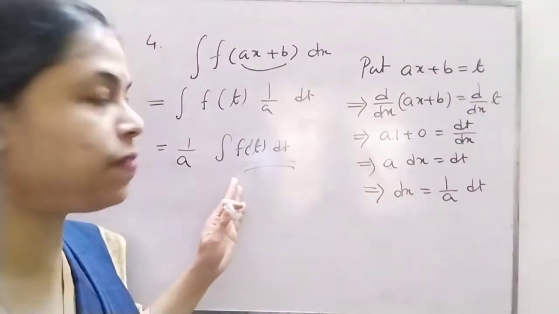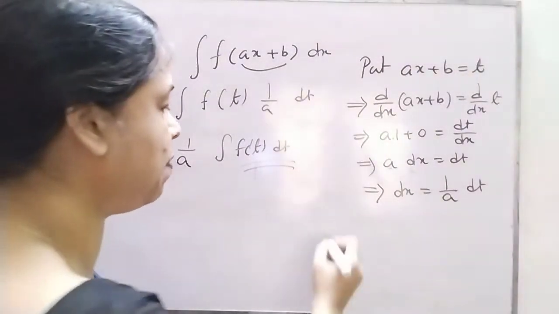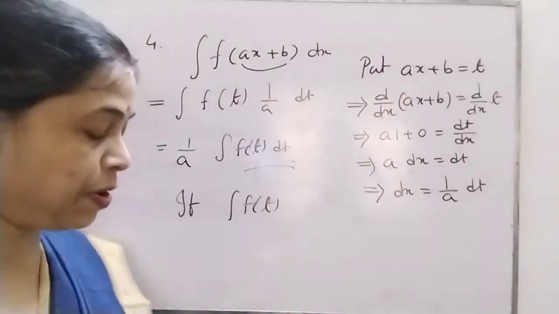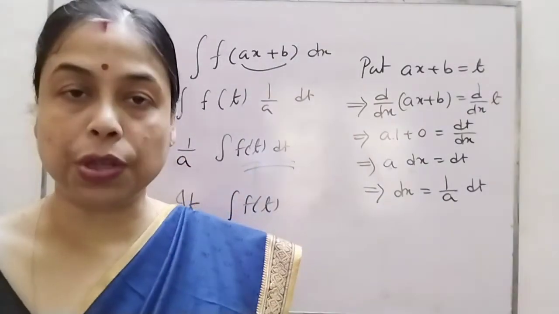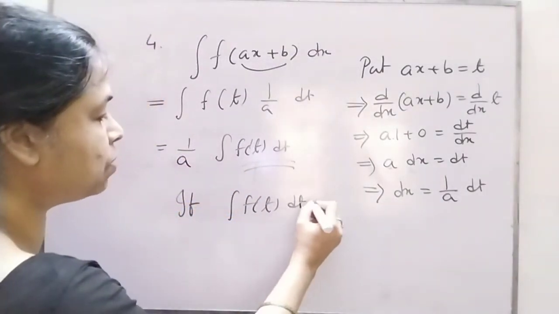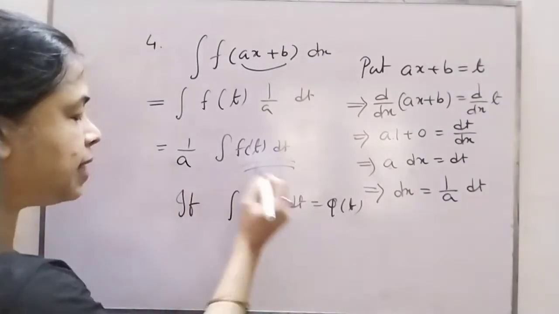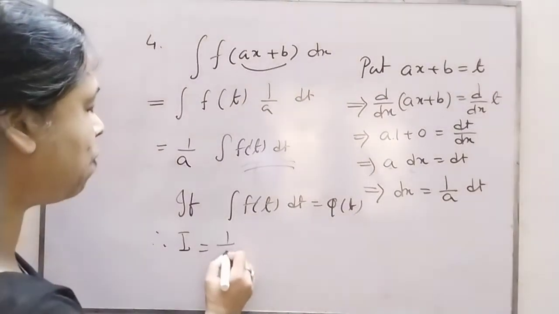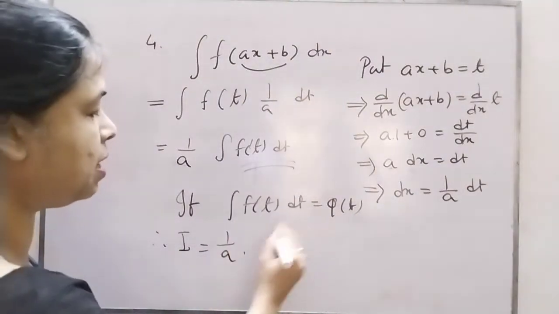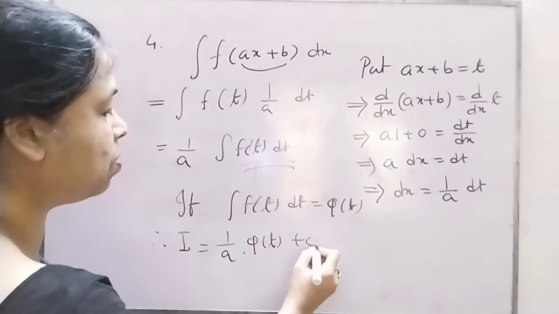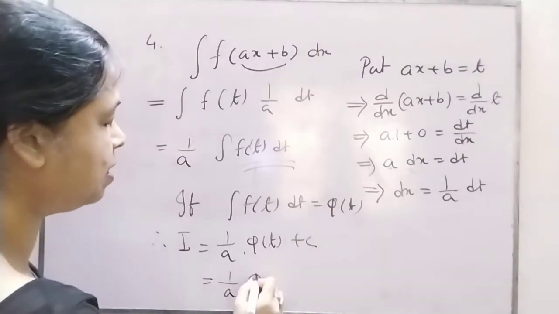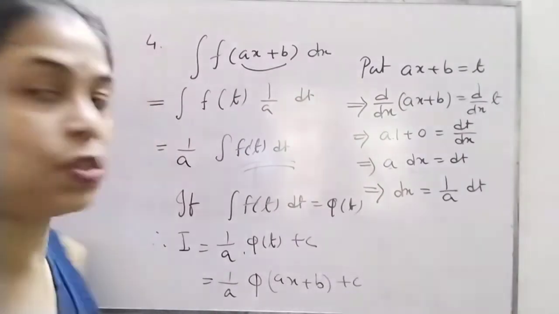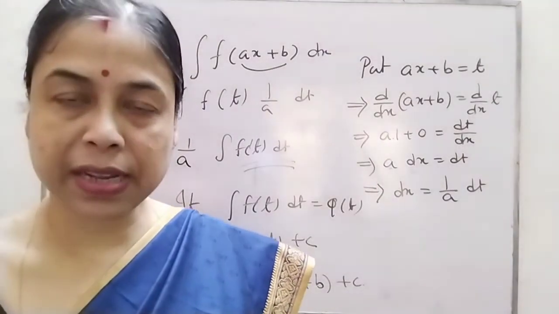So suppose the value of this integral is given as phi of t. When we do some standard functions, it will be known to you, right? So suppose I am considering this as phi t. Then I can write I, which stands for the integral, as 1 by a, and here in this place I can use phi t plus a constant of integration, and ultimately t in terms of x, which will be this one. Hope you understand this type of method.